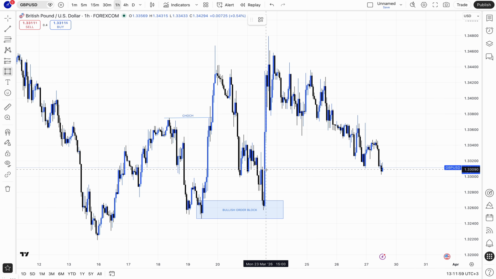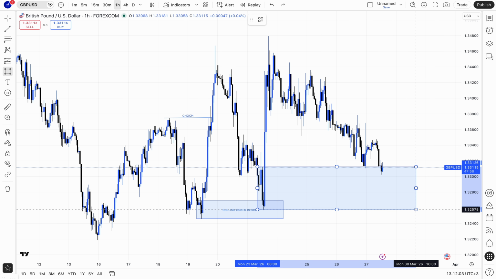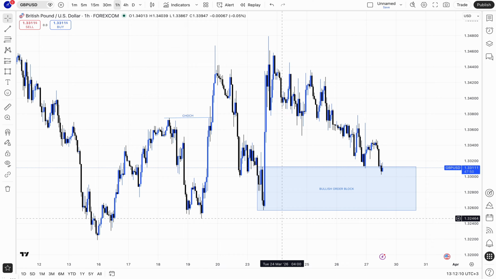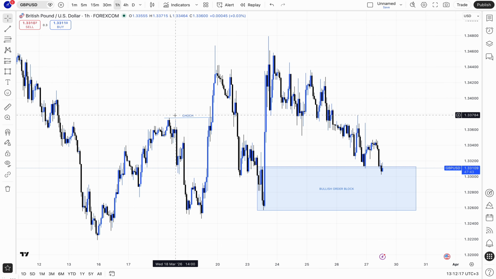So what's our plan? Our plan is very simple. We are going to look for buy confirmations from this order block. Then you have to be patient and wait for that entry confirmation. But now we have to be a little bit more patient.